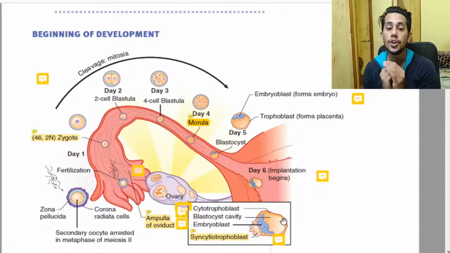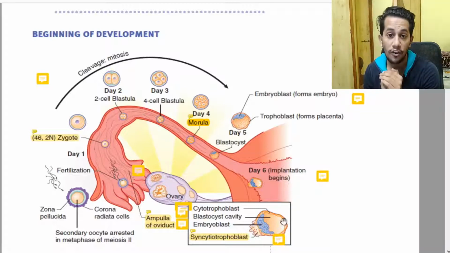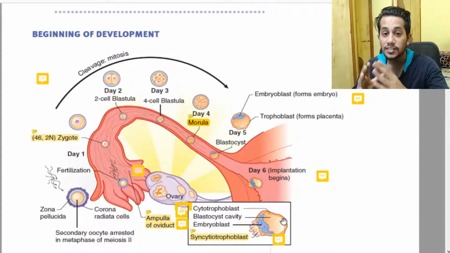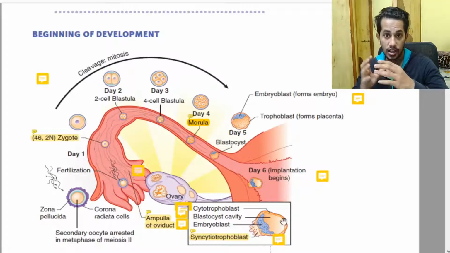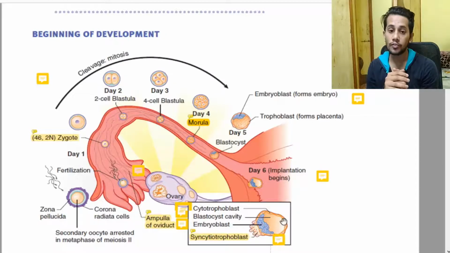Syncytiotrophoblast do not replicate or go through the process of mitosis. Only cytotrophoblast divide and multiply, and when cytotrophoblast are fused together, then syncytiotrophoblast is formed, and they will adjust and hook themselves to the wall of the uterus. They will just erode their way through and implant into the wall of the uterus.